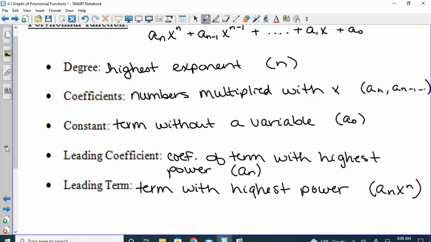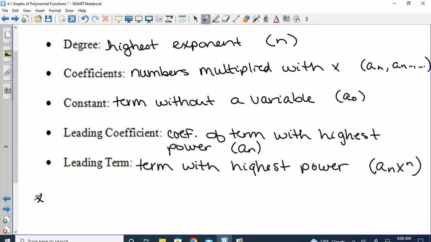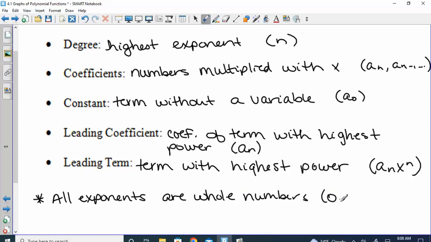One other stipulation in a polynomial, all the exponents are whole numbers. So your exponents 0, 1, 2, 3, and so on. So if it's a polynomial, you cannot have a fraction in your exponent or a decimal or a negative. They're nice, pretty whole numbers.